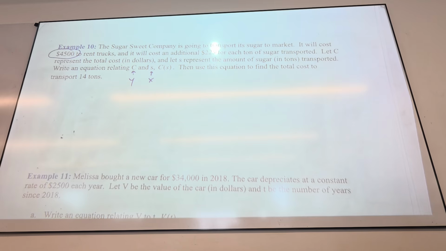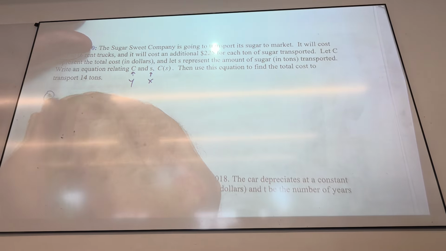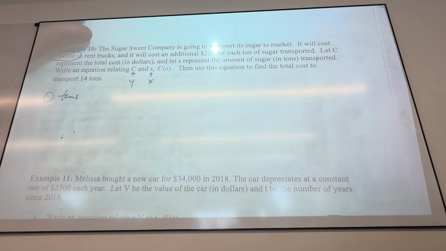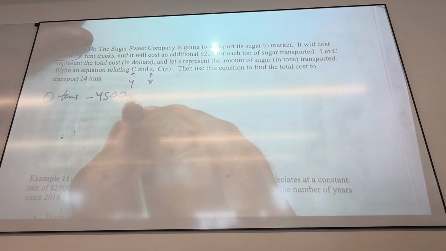So an additional $225 per ton. That's my slope. So here's what I'm trying to say. If I do 0 tons of sugar and I just drive the truck around just because I want to, that's going to cost $4,500 by itself.